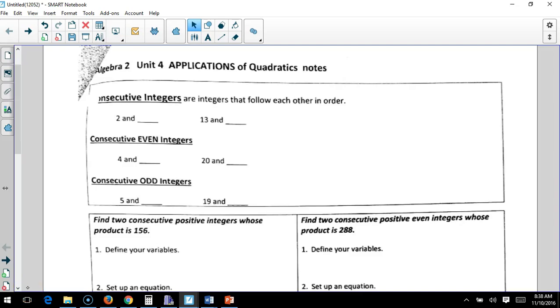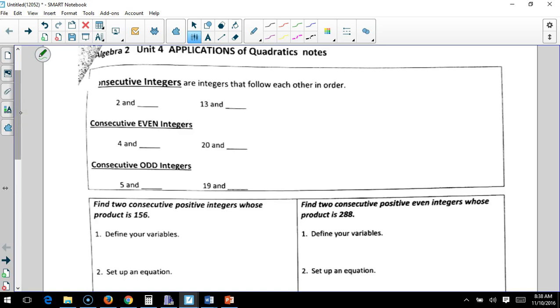Okay, so applications. Consecutive integers. The word consecutive means the next one. So if you talk about, oh, our team won consecutive games, that means they won back-to-back games. One right after the next. So consecutive integers are ones that follow each other, such as the next number after 2 is 3. The next number after 13 is 14. Those are consecutive integers.